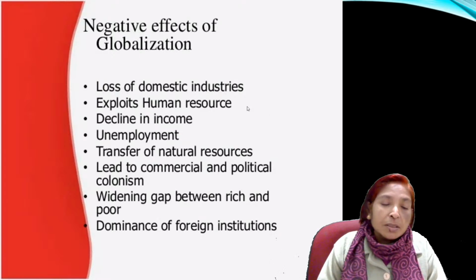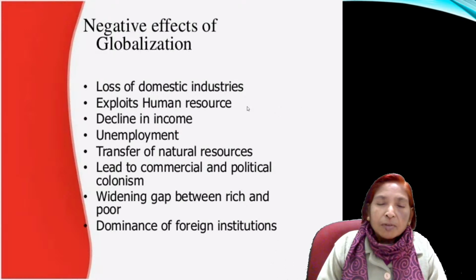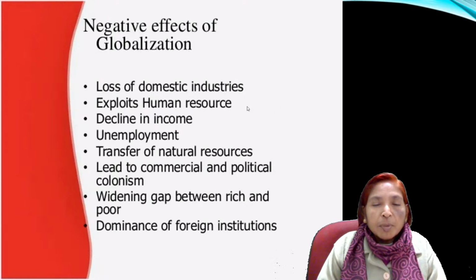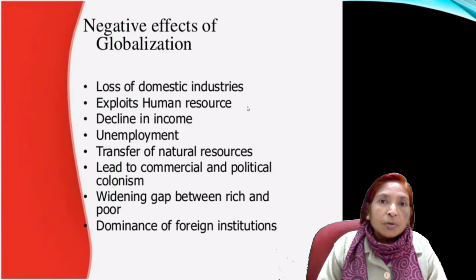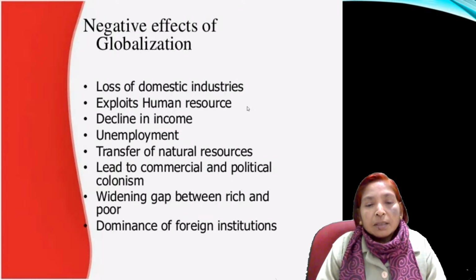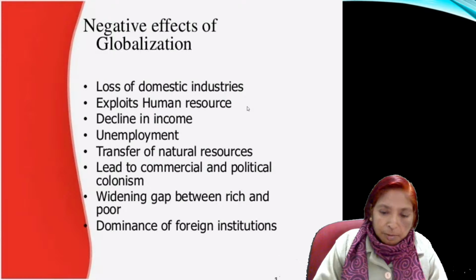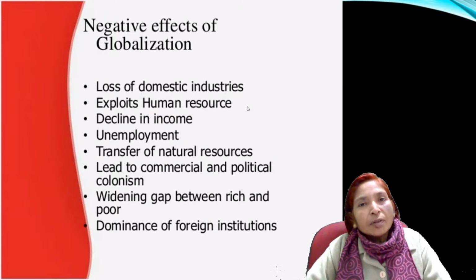And the next negative impact is dominance of foreign institutions. You know that foreign institutions have dominant power or monopoly power. That's why they take decisions which are favorable to their own country and impact negatively on the other least developed countries. These are the negative effects of globalization.